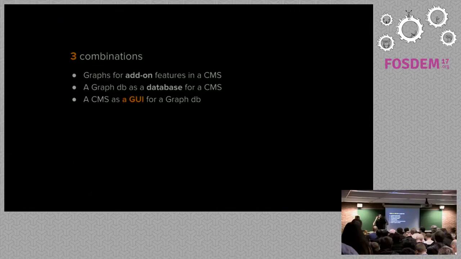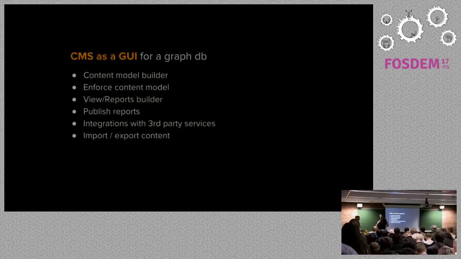So if you think a little bit more about it, if you would use a CMS as a GUI for a graph database, what could that mean? First of all, I think you could use it as a content model builder. I know that you can build content models in graphs, but the flexibility of graph databases also makes it its weakness, I think. Unless you build a UI and a structured model, which takes quite some time, you can do pretty much anything, and one single typo can give you a different field.